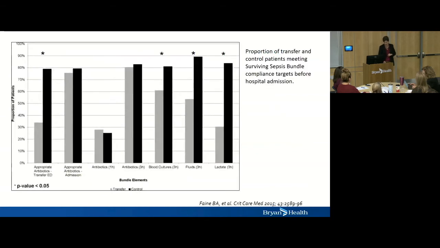This is a slide that was kind of another one like the mortality slide that I really don't want you to interpret as doom and gloom. The gray bars there that you see are patients that are transferred usually from a smaller, more rural facility. The black bars are patients that are admitted directly from the ED to a tertiary care facility. And no surprise, the black bars are just a little bit better.